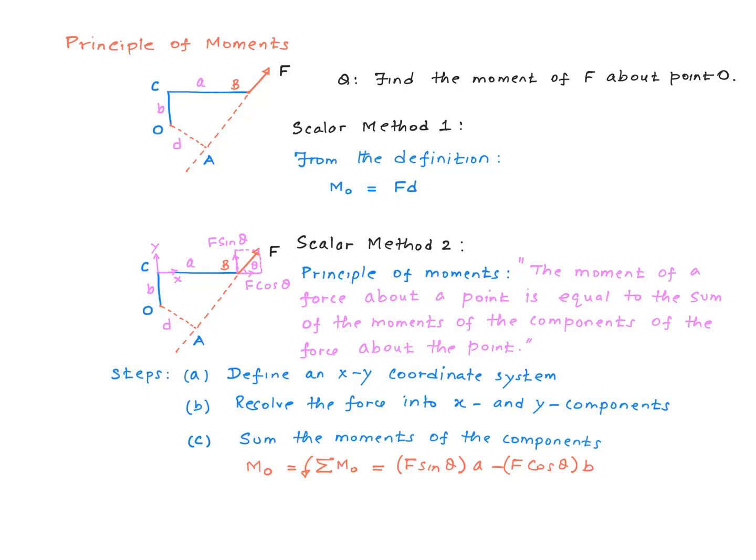Now we take the x component, which is F cosine theta, right? And the perpendicular distance to that is B. Why? Because this is the line of action, and this is the perpendicular distance, and that is B. All right, so F cosine theta multiplied by B, but this time we have a clockwise moment. F cosine theta represents a clockwise moment, so we introduce a negative sign there. That's it. So the principle of moments says that this is exactly equal to this. All right, well, whatever we got here is supposed to be exactly equal to this. So it's not obvious, so let's prove it.